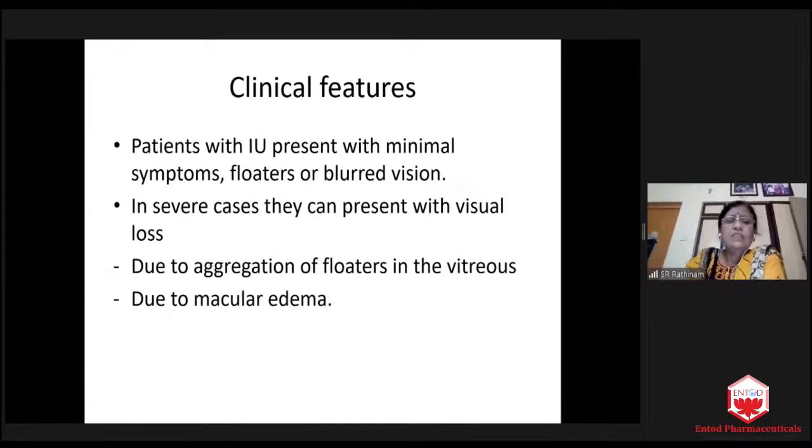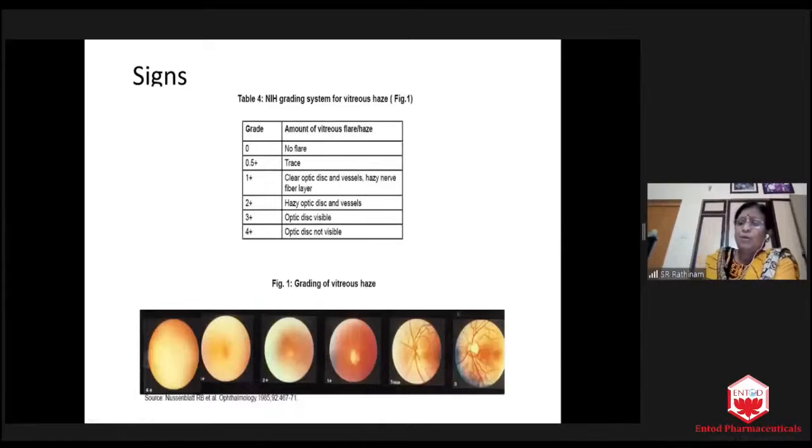And patients with intermediate uveitis present with minimum symptoms, if at all. If they have floaters, they may say floaters, and blurred vision only when the vitreous becomes opaque. In severe cases, they present with total vision loss. At that time, it is very difficult to handle. And most of the time, defective vision is because of macular edema. And you know the problem of macular edema in children. I will come to that slide a little later.